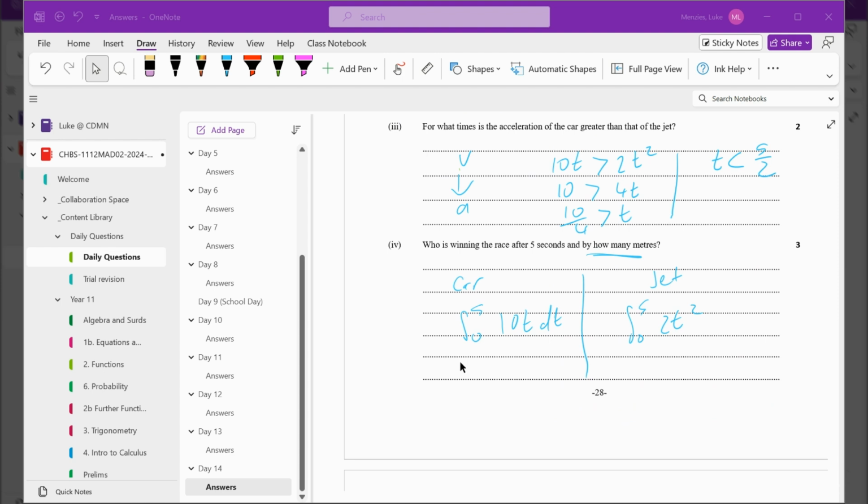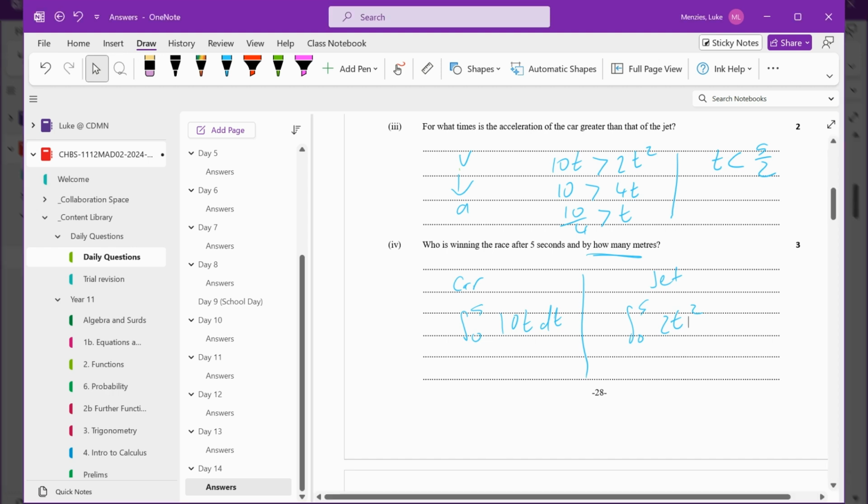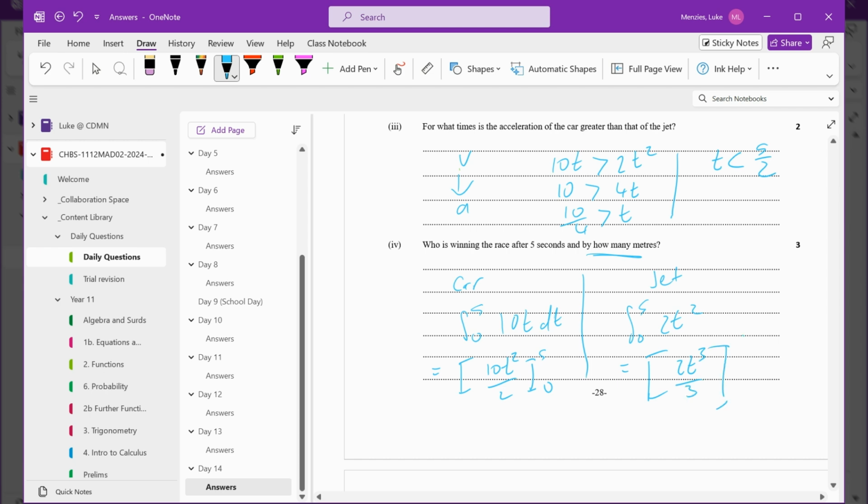From that, we should figure out that we do our thing. So we can say that is equal to 10t squared on 2 between 5 and 0, and that is equal to 2t cubed on 3 between 5 and 0. If you do the car, substitute it in, I believe you get 125 meters.